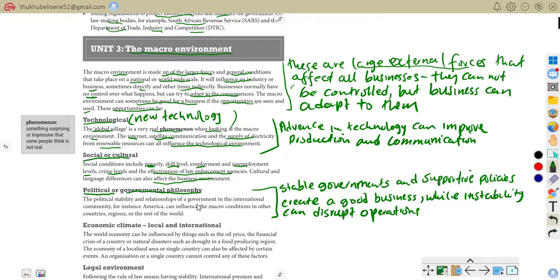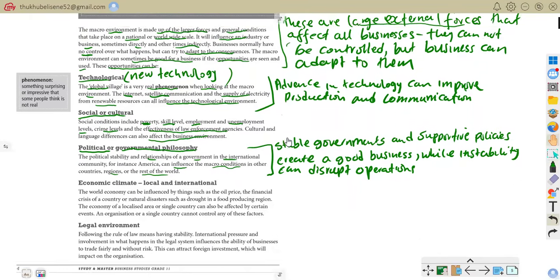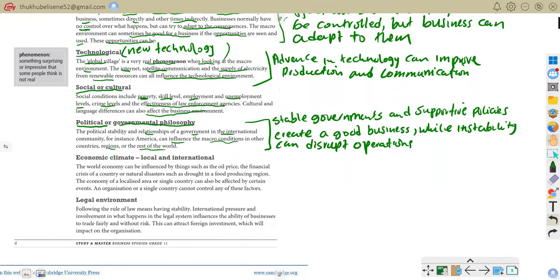So that is that. Like they are saying, the political stability and relationships of government in the international community, for instance, America can influence the macro conditions in other countries, regions, and the rest of the world. So that is that. Now we come to economic, climate, and local and international.